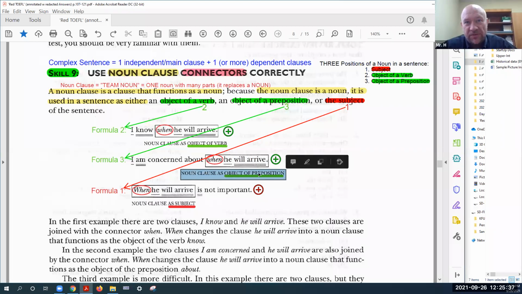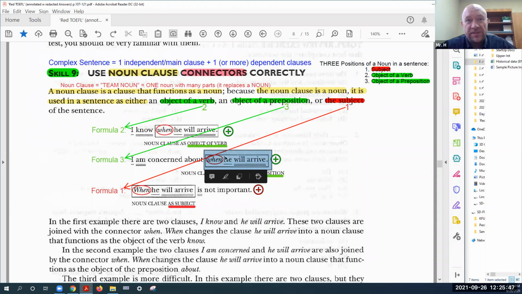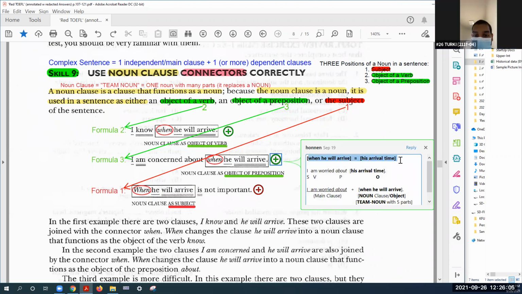Why is this the object of a preposition? Because where is this box? It follows a preposition. So it is about, the object of a preposition. Read this example here. When he will arrive equals his arrival time. Read this example. "I am worried about his arrival time." Why is this an object? Because it follows a preposition, about.